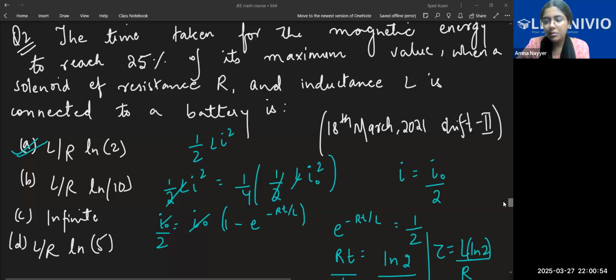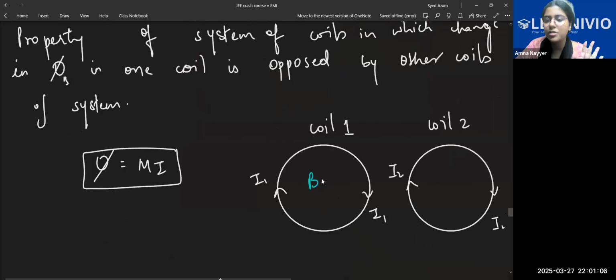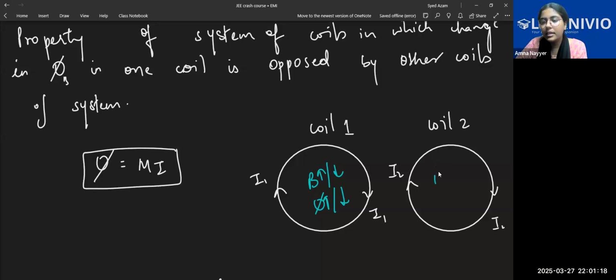Okay. Now see, this mutual induction is what? Mutual induction is basically when in one coil, the properties are changing, meaning the magnetic field is increasing or decreasing. Suppose this is coil 1. Here the magnetic field is increasing or decreasing, due to which the flux is increasing or decreasing. So in the neighboring coil, what happens? The EMF is induced or the current is induced. So this coil becomes your primary coil, this coil becomes your secondary coil.